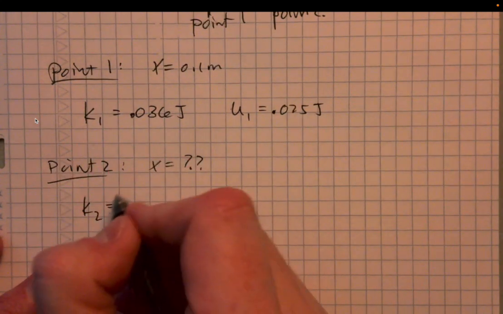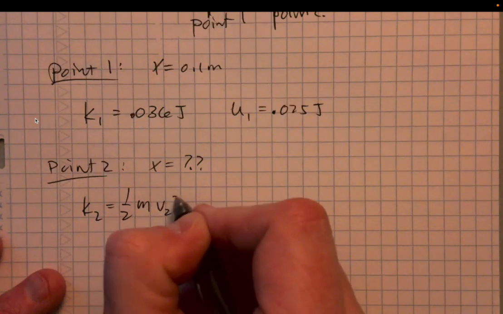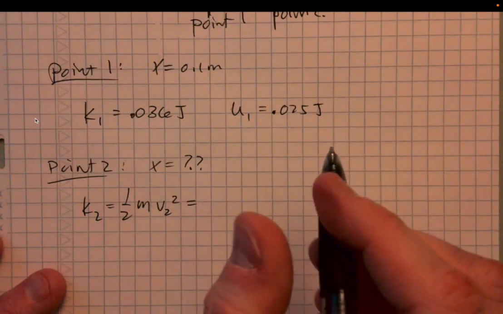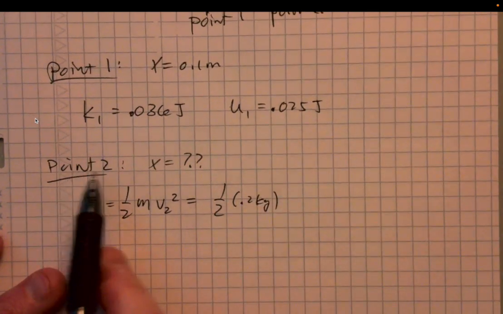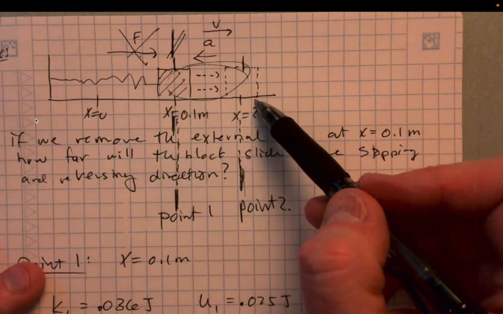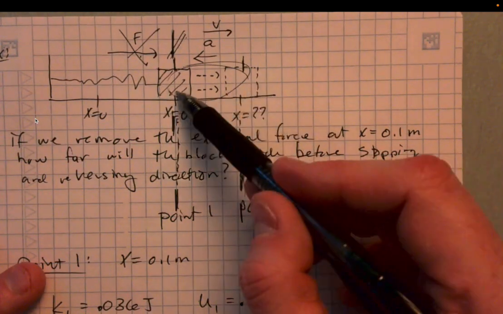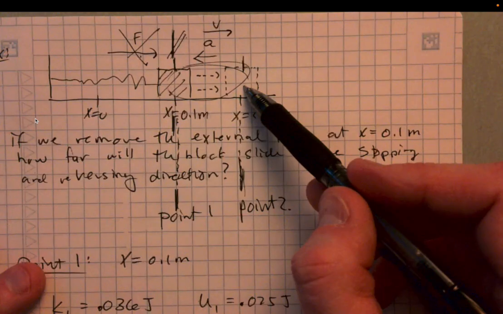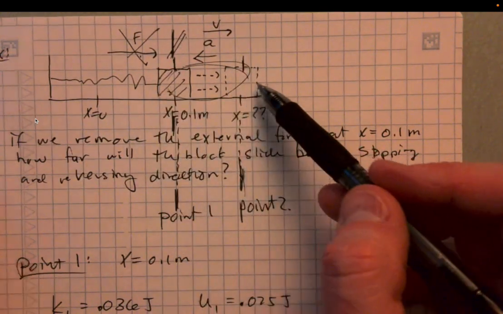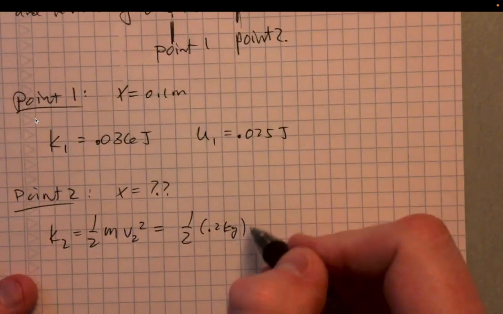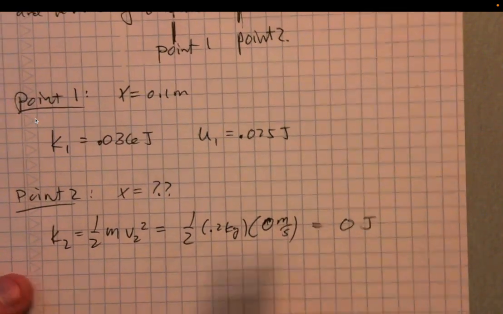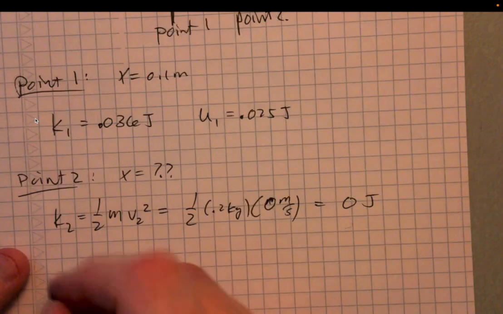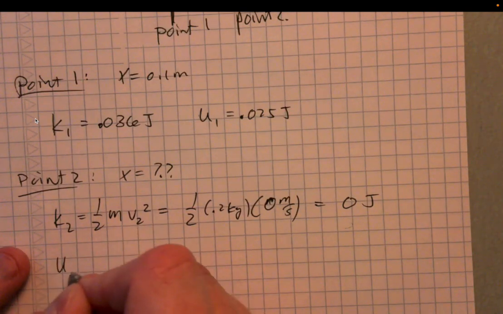K2 would be 1/2 m v2 squared, which is equal to 1/2 times the mass, 0.2 kilograms. Now what's the velocity at this hypothetical point 2? Well, presumably it just stopped, didn't it? It's slowed down throughout this range, and then it stopped, and now it's going to go back. All right, so the velocity here is 0 meters per second, so this is 0 joules. So the kinetic energy at point 2 should be 0, which means all of the energy should be in U2.